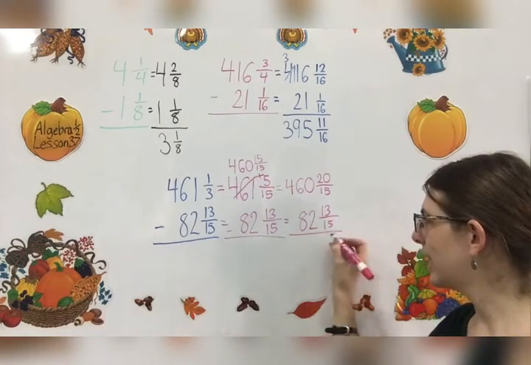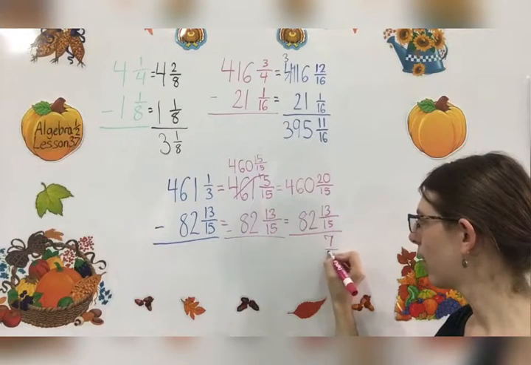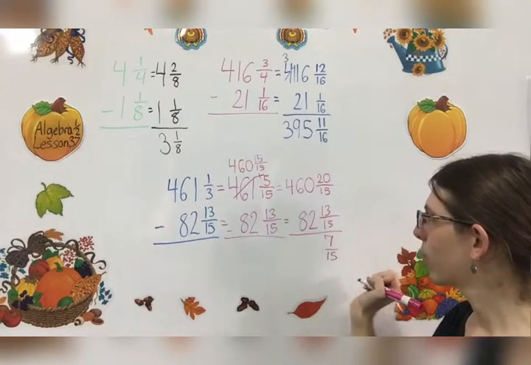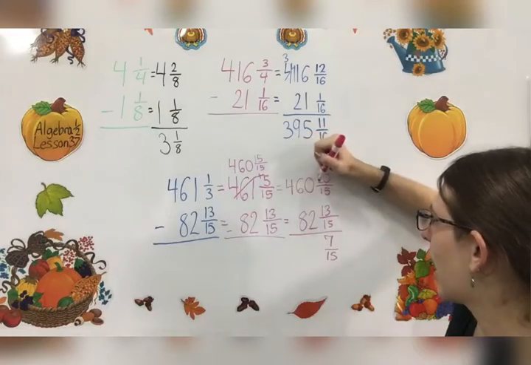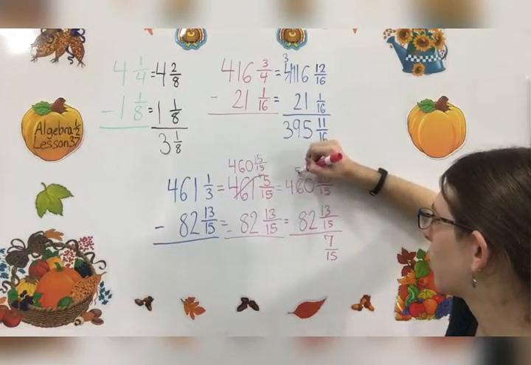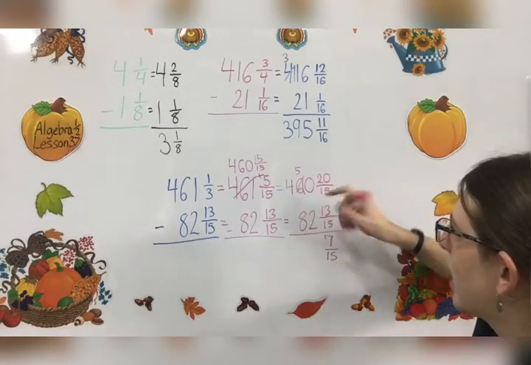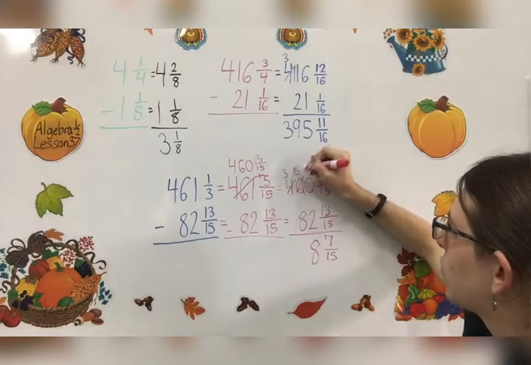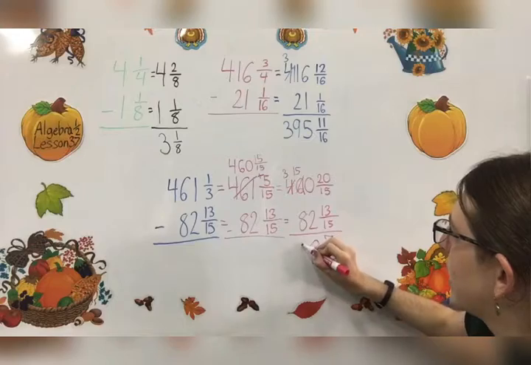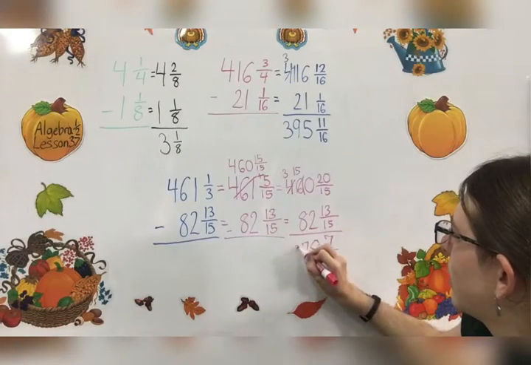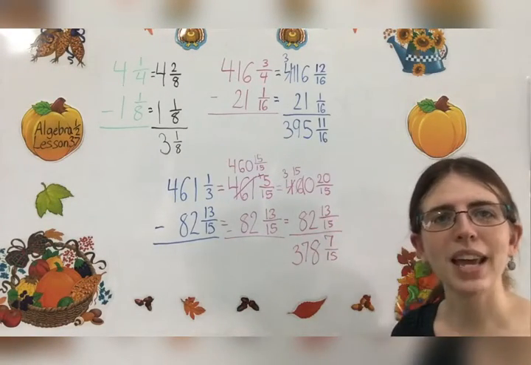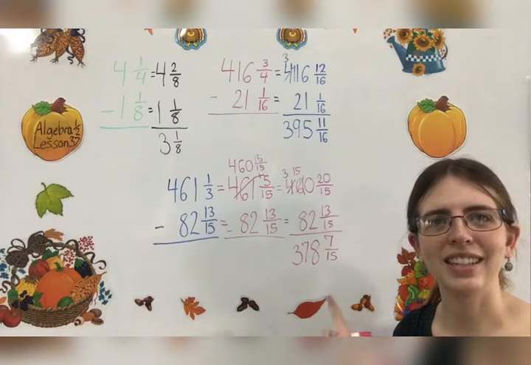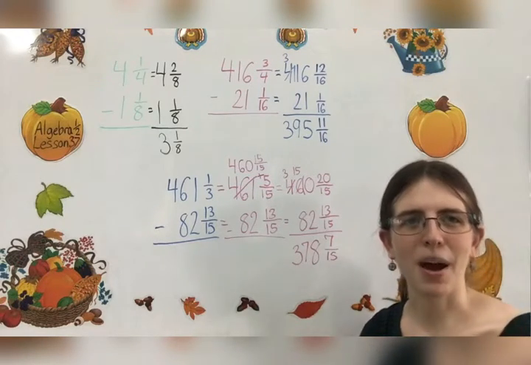20 minus 13 we know is 7 over 15. I subtract, I have to borrow from the 6 in order to subtract the 2. 10 minus 2 is 8. I have to borrow from the 4 to subtract the 8. 15 minus 8 is 7. 3 minus nothing is 3. So my answer is 378 and 7 fifteenths. Okay, pause now to do your practice.